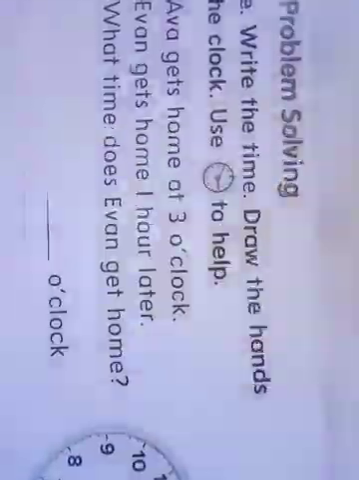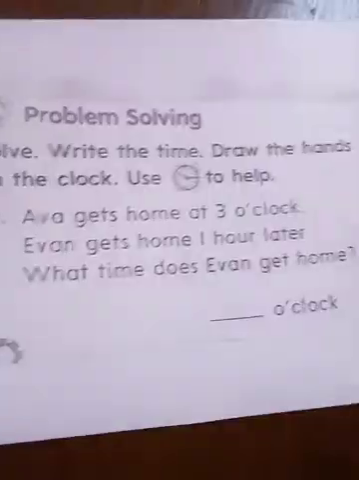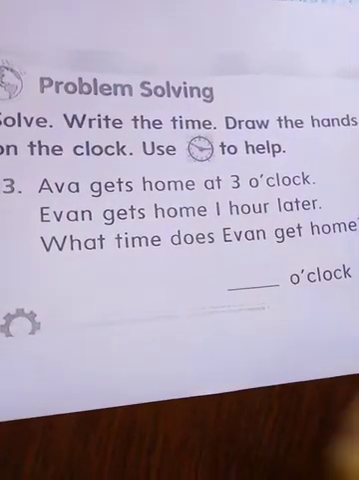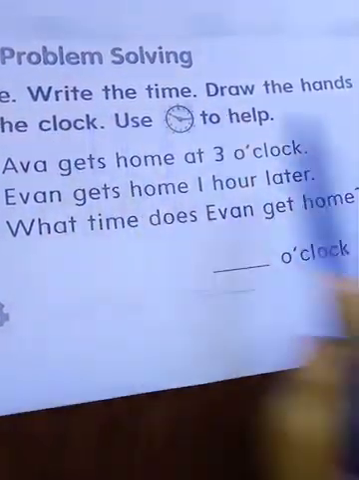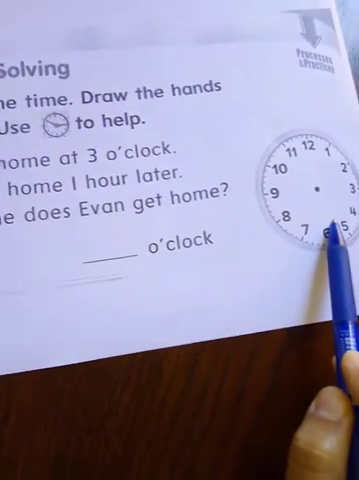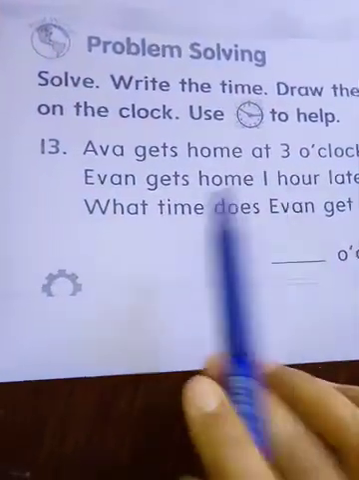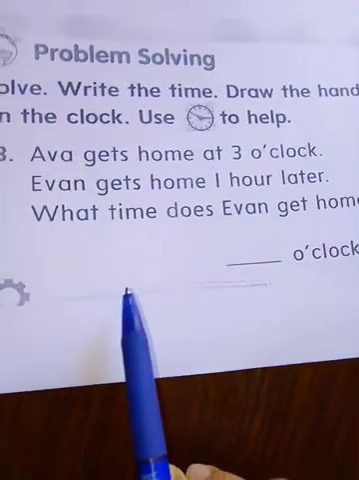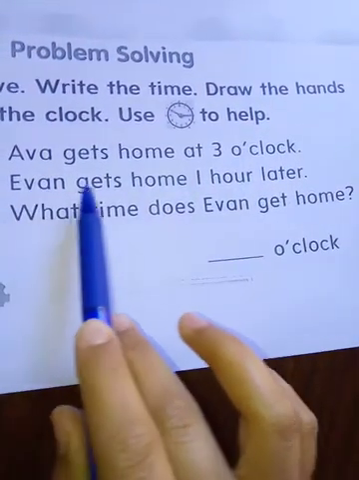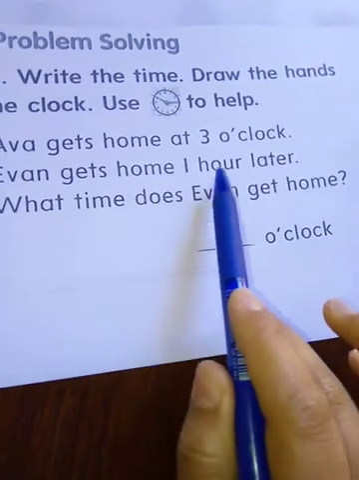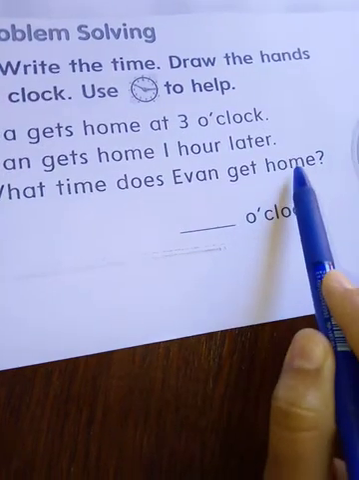Okay, next page, the problem solving. Solve, write the time, draw the hands on the clock. We will draw here the hands. Use the model to help. Number 13. Ava gets home at 3 o'clock. Ivan gets home 1 hour later. What time does Ivan get home?